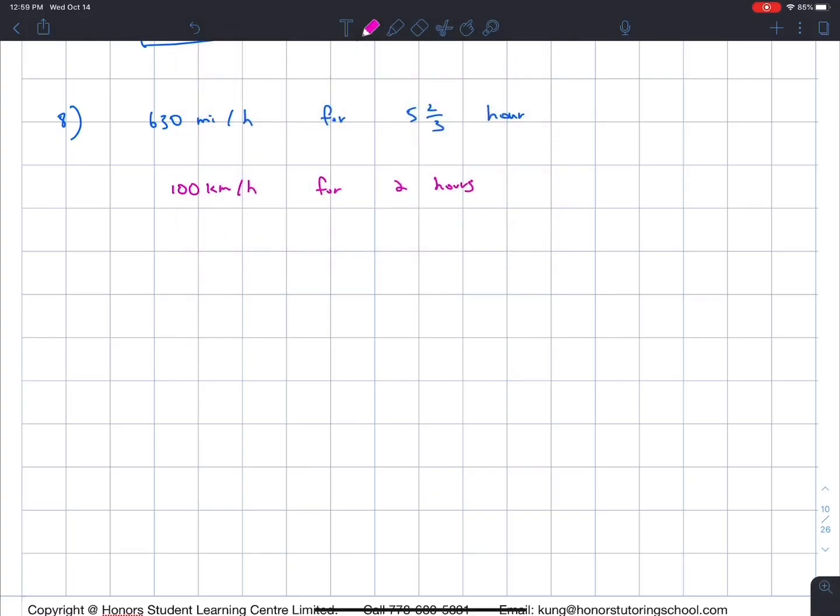In the first hour, your parents travel 100 km. In the second hour, also 100 km. So we would just times it. So in total, we have traveled 200 km. So it's the same idea with more difficult numbers, 630 miles per hour and 5 2/3 hours. We are still timesing them. Okay, this number is getting a little bit big, so I'm just gonna type this into the calculator. I type in 630 times 5 2/3, and I get 3570, and this will be in km.